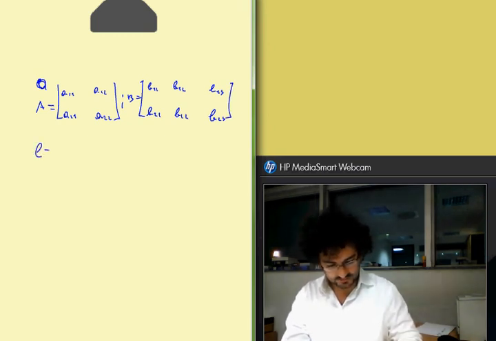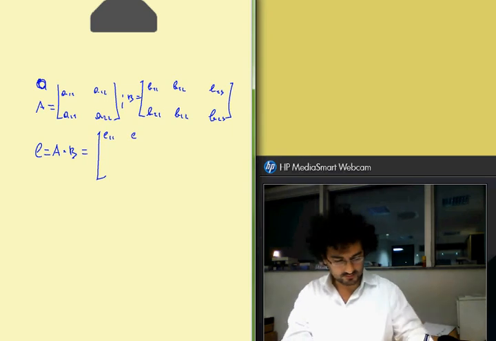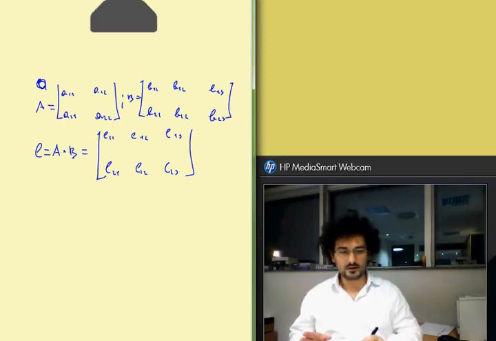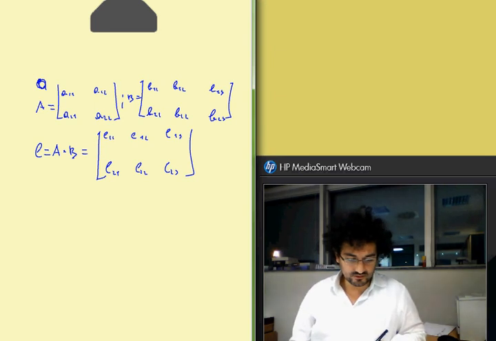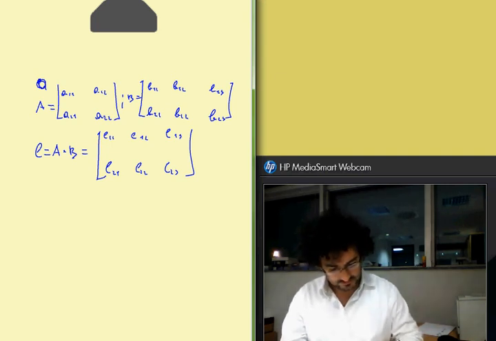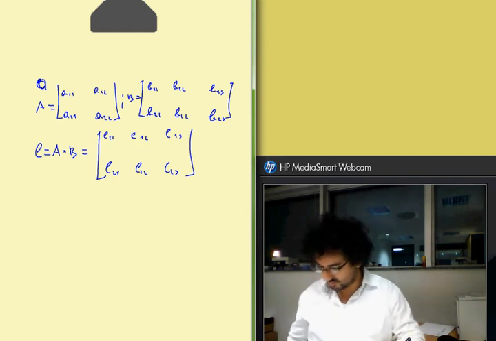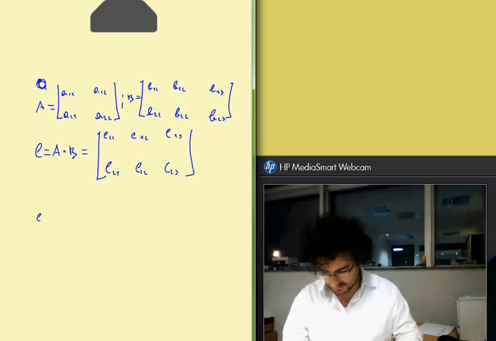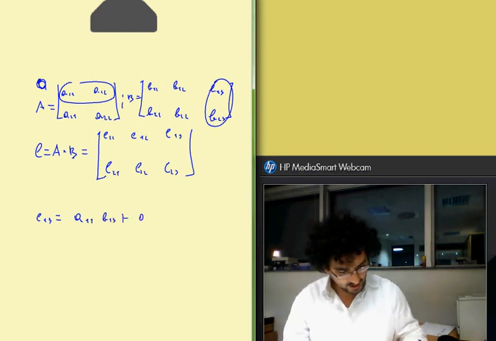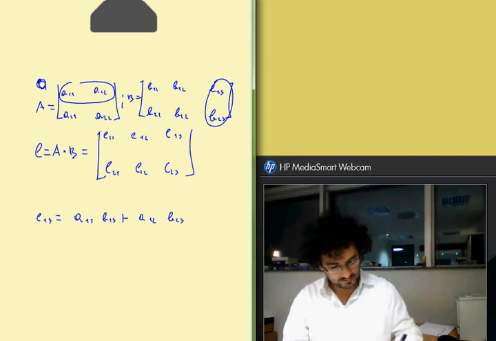Then we need to compute the matrix C, which is given by A times B, and the general elements are C11, C12, C13, C21, C22, C23, because the final result is a matrix with the number of rows of matrix A and the number of columns of matrix B. So in order to compute this operation, C11 and C12 were just computed, so we need to consider C13, which will be equal to the first row and the third column, so it's A11 B13 plus A12 B23, and we get this element.